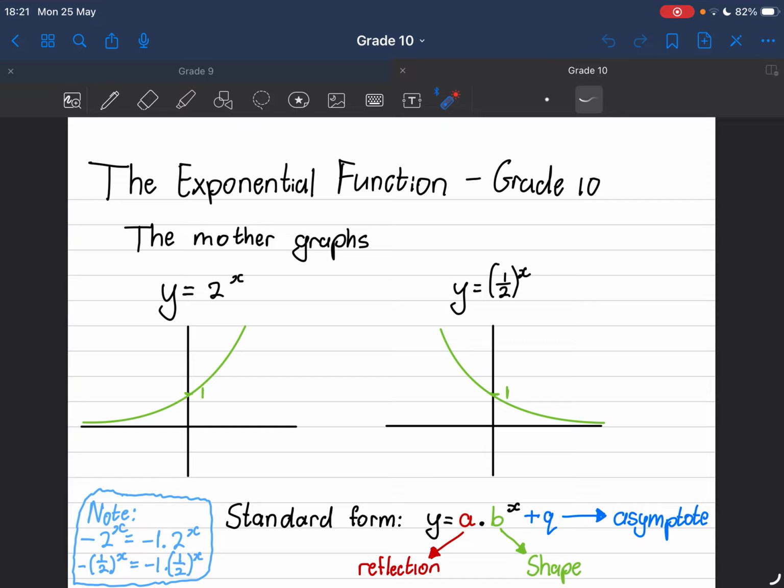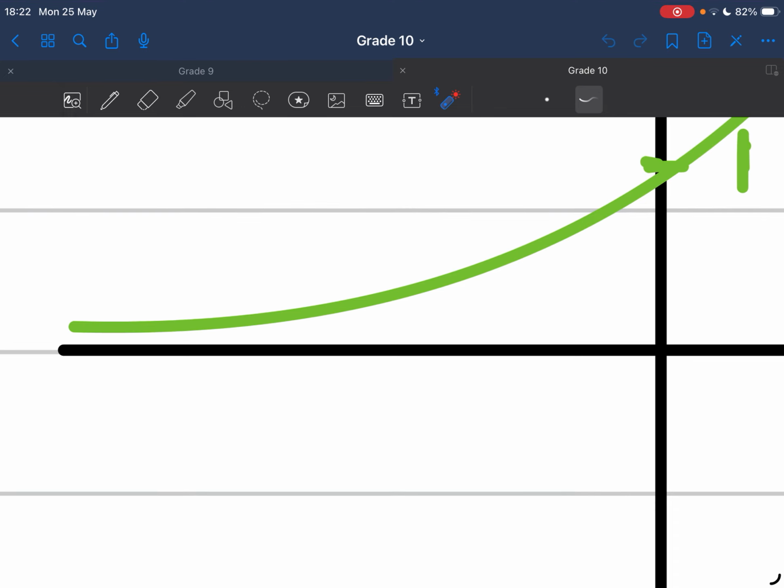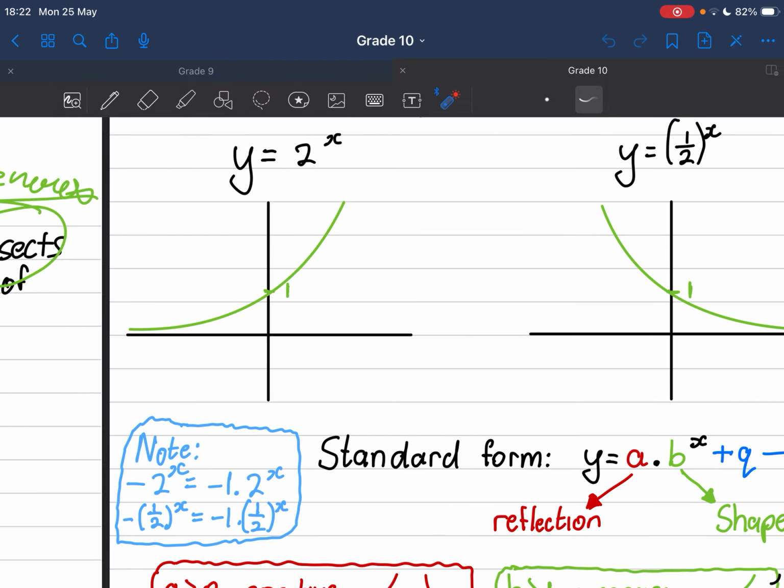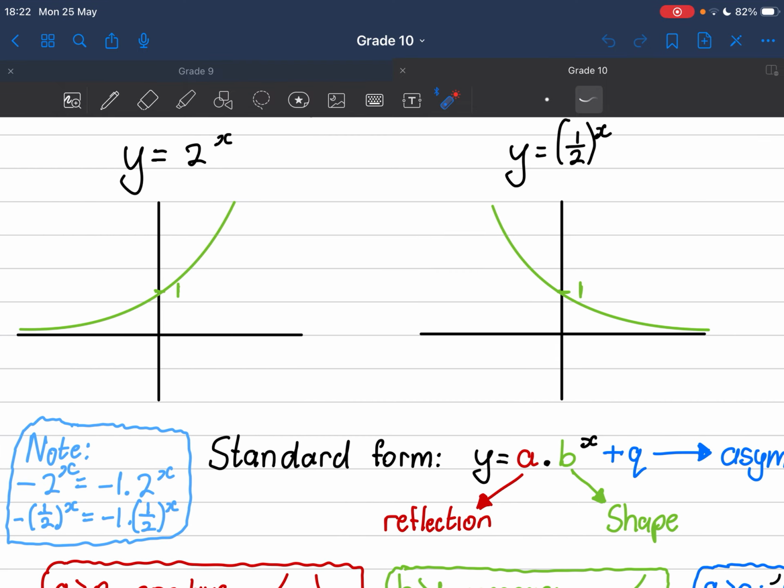So for an exponential graph, when the base is greater than 1, it is an increasing function and looks like this. Now, the x-axis in this graph is an asymptote. Basically, the graph gets infinitely close to the x-axis, closer and closer, and that distance continues to decrease but never reaches 0. There's an infinitely small distance as you go further and further towards the left.